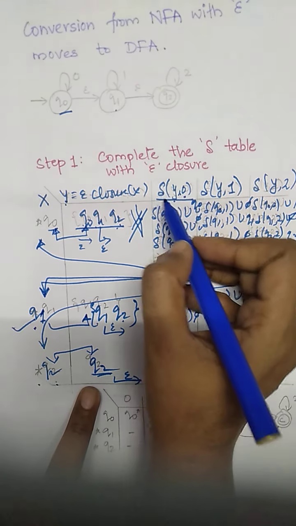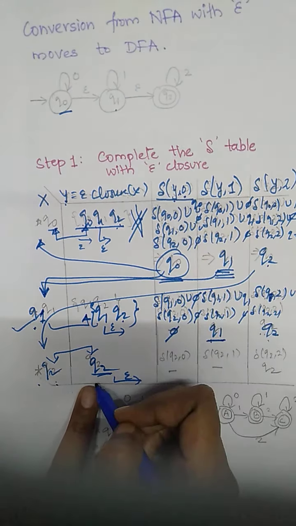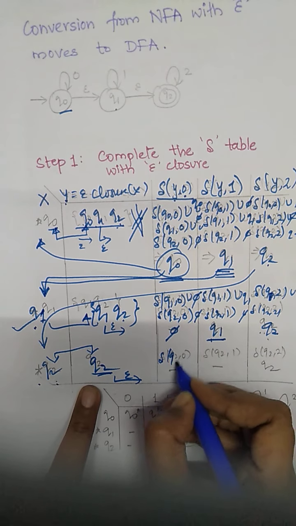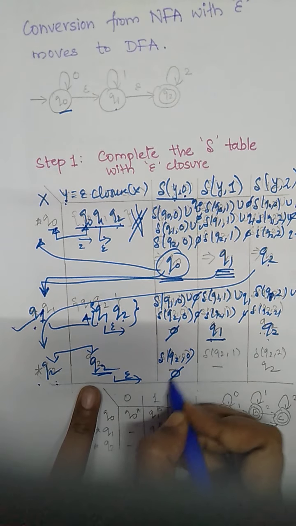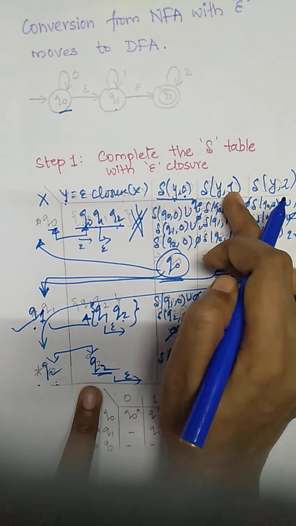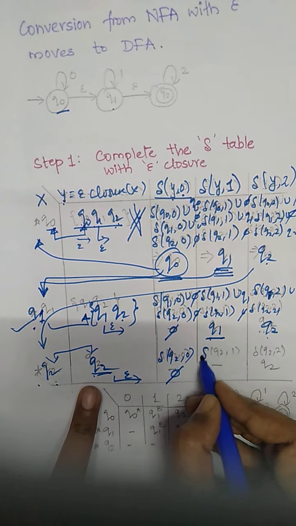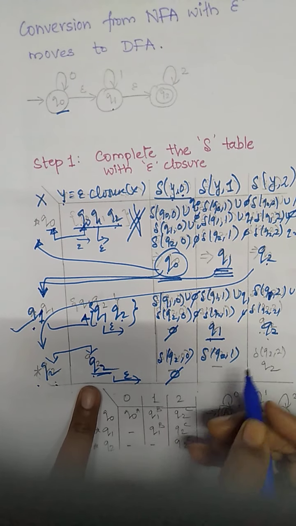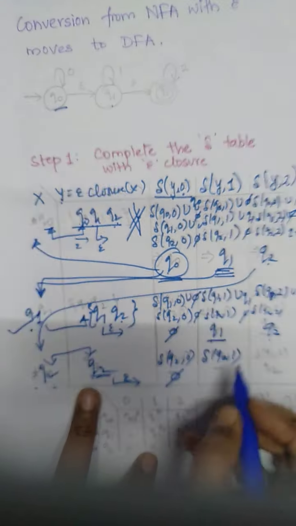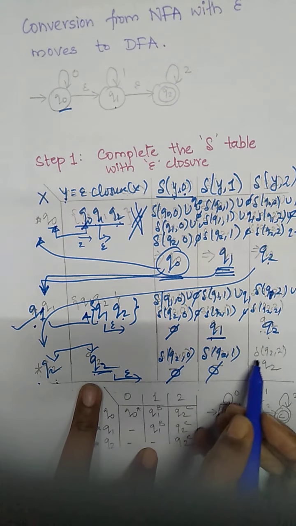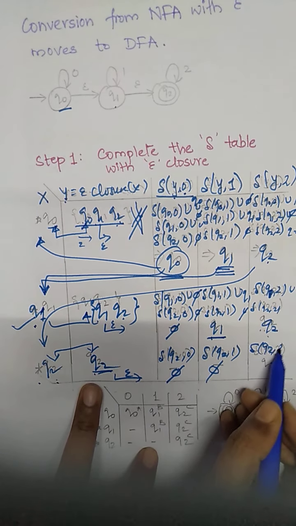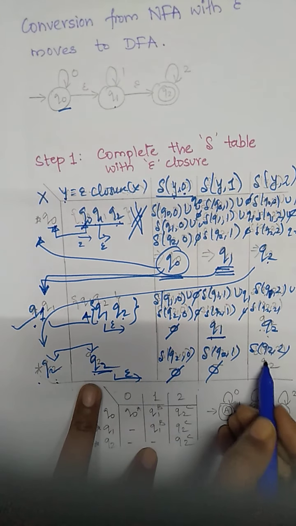Now what next? Transition of Y with 0. What is Y? Y is Q2. So we have to find the transition of Q2 with 0. Q2 with 0 goes to nothing. The next transition of Y with input 1. What is Y here? Q2. The transition of Q2 with input 1, where is it going? Q2 with 1 goes to nothing. Now next, Y on 2. What is Y? Q2. Q2 on 2, where is it going? It is going to Q2.